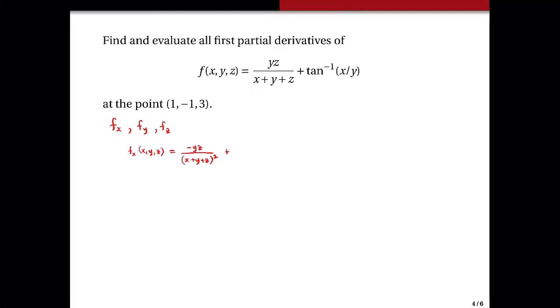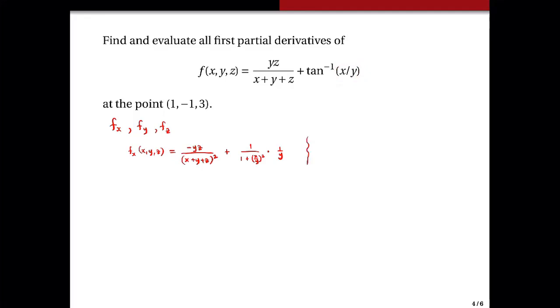Plus derivative of arctan, since we have x inside arctan here. So we need to get the derivative of arctan. Derivative of arctan is 1 over 1 plus the argument, x over y, quantity squared, times derivative of x over y with respect to x. So times 1 over y. So you can write the final expression in this form.